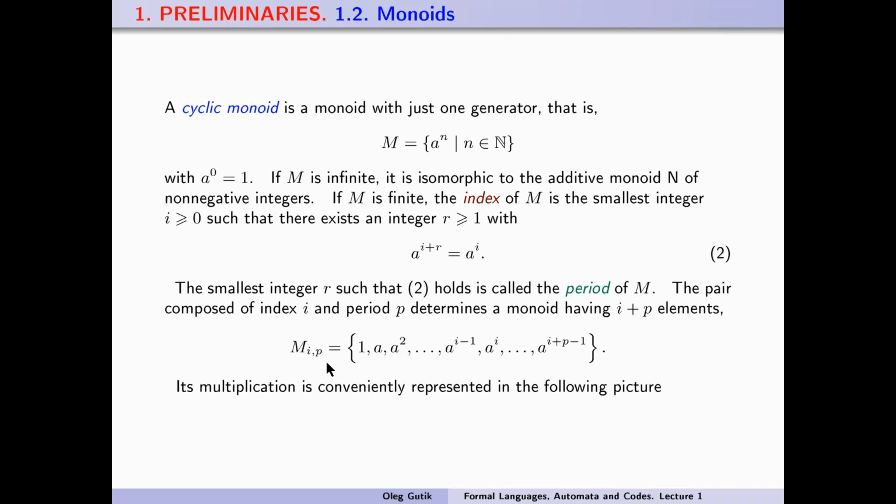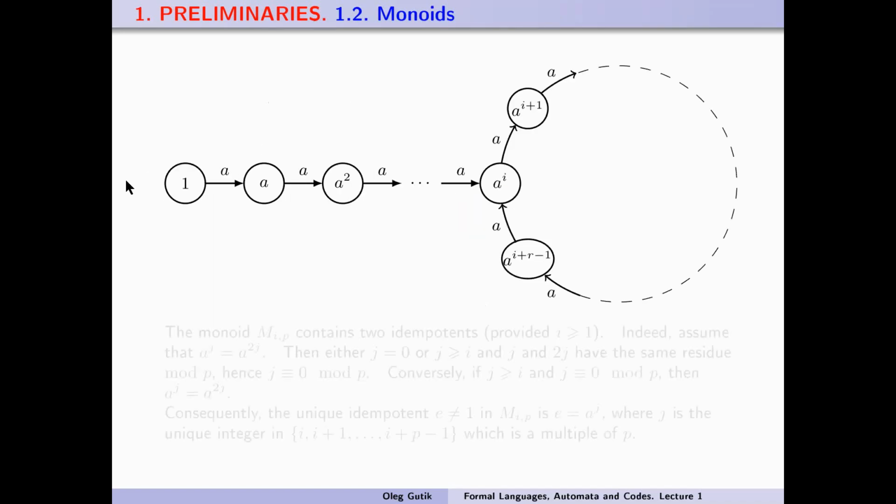These elements are written here, where 1 is the neutral element of this monoid M sub i,p. The multiplication in this monoid is conventionally represented in the following picture. So we have a to the power 1, a squared, and so on, a to the power i, a to the power i plus 1, and so on, a to the power i plus p minus 1, and a to the power i plus p coincides with a to the power i, where 1 denotes the neutral element of this monoid.